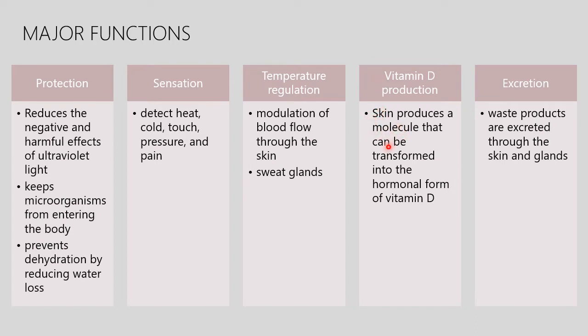The skin produces a molecule that can be transformed. Once our skin is exposed under the heat of the sun, it will produce a certain molecule, and this molecule produced is used to create the hormonal form of vitamin D. This molecule is being transformed into the hormonal form of vitamin D. This vitamin D is very essential. It regulates calcium homeostasis. So that's one very important function of the skin. And the last one here is excretion. A small amount of waste is actually excreted through our skin and glands.